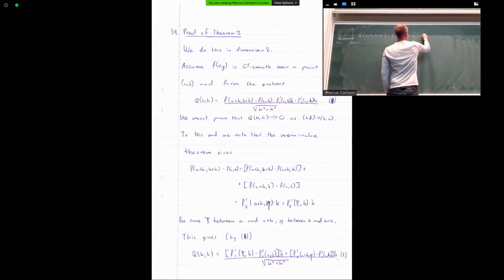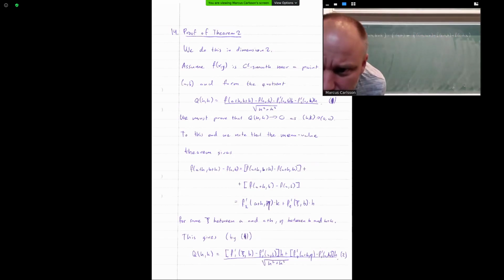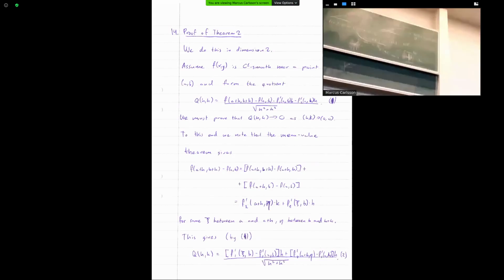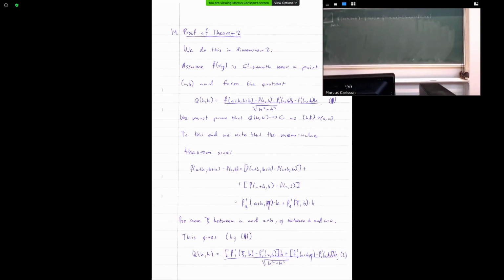f(a+h, b+k) - f(a+h, b) + f(a+h, b) ... And now I believe you that you can't see what's written on the right side of the board, but very soon you won't. Let me move the camera. Right, and then there is the minus f(a, b).